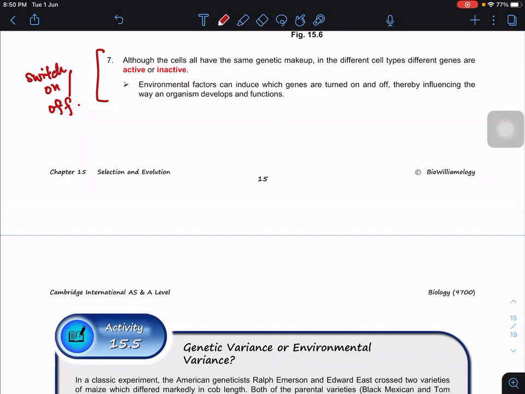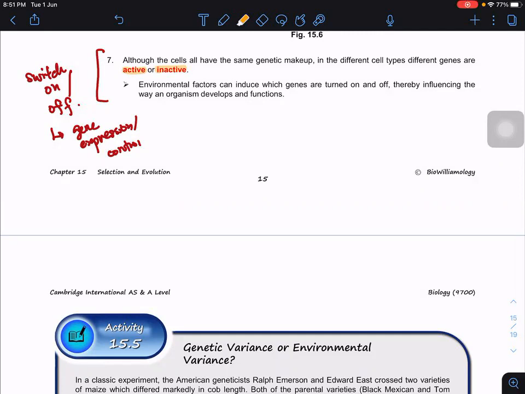We are going to learn this in the next lesson, where we talk about gene expression, or gene control: how we control particular genes to activate or deactivate them. So in this case, very important, we have the genes, but they might be active or inactive, so it forms a difference in what we call the phenotypes.